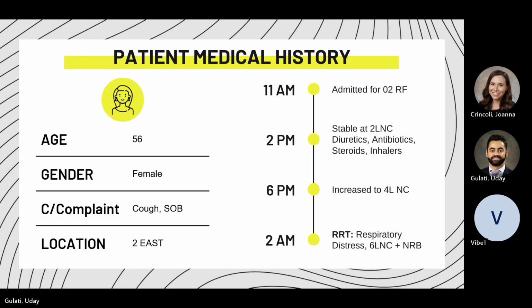So you get a call for a 56-year-old female who came to the hospital for cough and shortness of breath. She's located in the far away country of 2 East. She was initially stable on 2 liters. They haven't been able to come up with a diagnosis because the X-ray just shows gunk. And so they think it's CHF and pneumonia and COPD. So she's getting all the things. And now she's slowly going up on 4 liters. Then a rapid response gets called around 2 a.m. for respiratory distress. You arrive, she's working to breathe. She's on 6 liters and a non-rebreather.